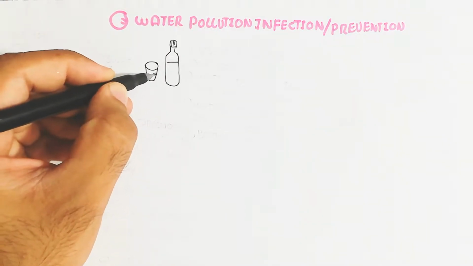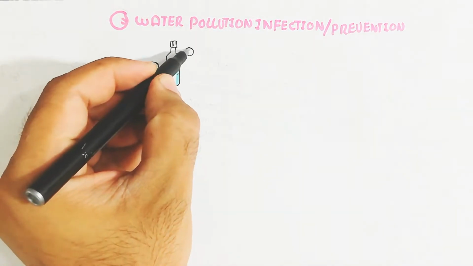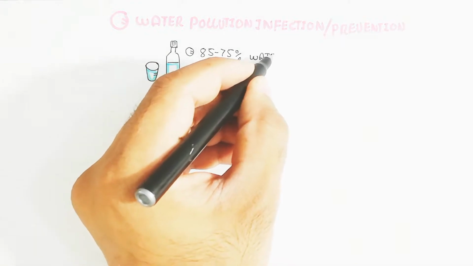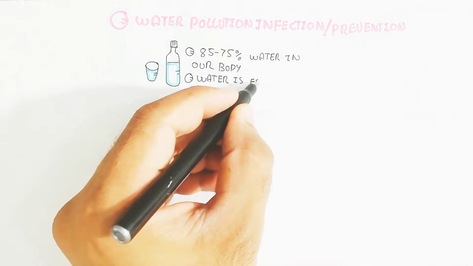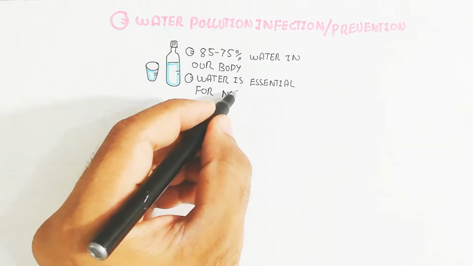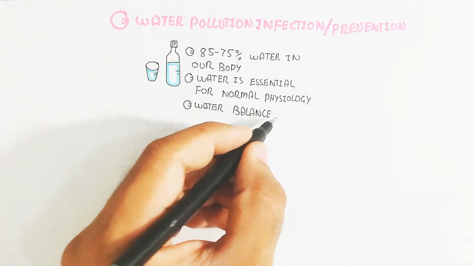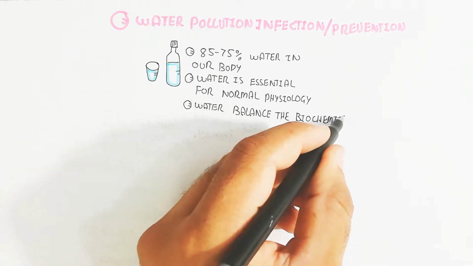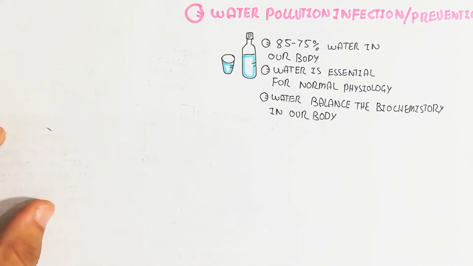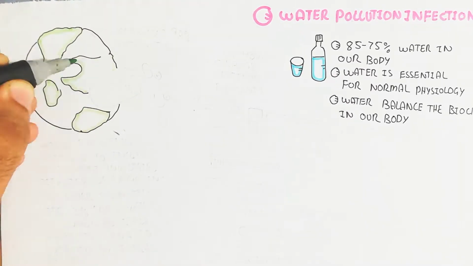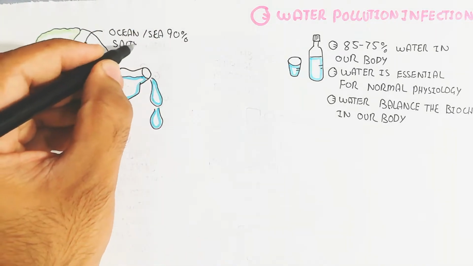First is the introduction. 65 to 75% of our body is water, which is essential for normal physiology and function, the water balance, the biochemistry in our body, and homeostasis. So water is crucial and plays an important role in our body. Without water we can't survive. We are totally dependent on water. If water is not present, our life is not present. So water is so important.